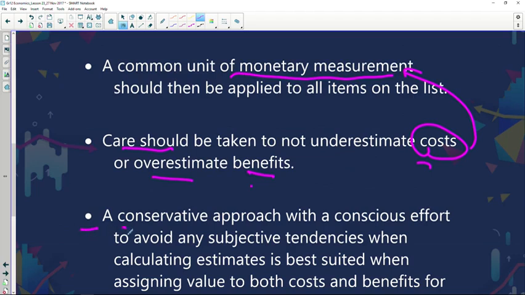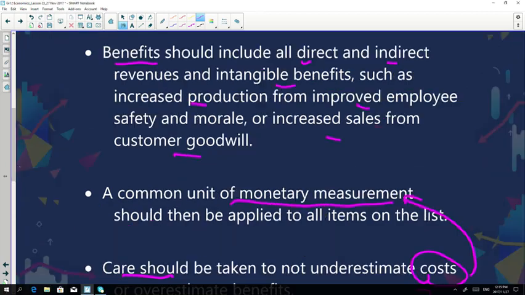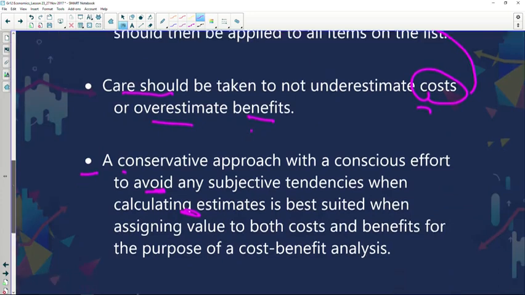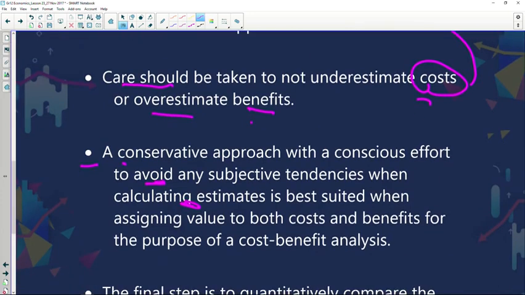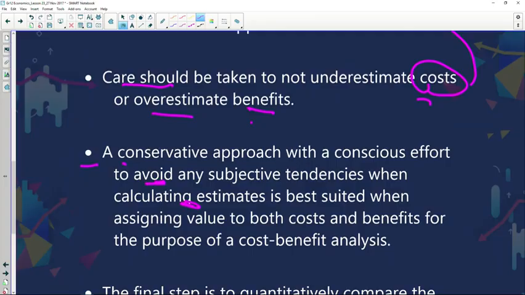And then also a conservative approach, with a conscious effort to avoid any subjective tendencies when calculating estimates, is best suited when assigning value to both costs and benefits for the project. Okay, so this is quite an interesting point, and I would like us to spend a bit of time going over it, because we are now doing the calculation. So we come to the most important part that would actually determine whether the project will go ahead or not. So it's important that we apply a more conservative approach with a conscious effort to avoid subjective tendencies when calculating the estimates for this particular project, in terms of assigning value to both the costs and the benefits for the purpose of the cost benefit analysis.